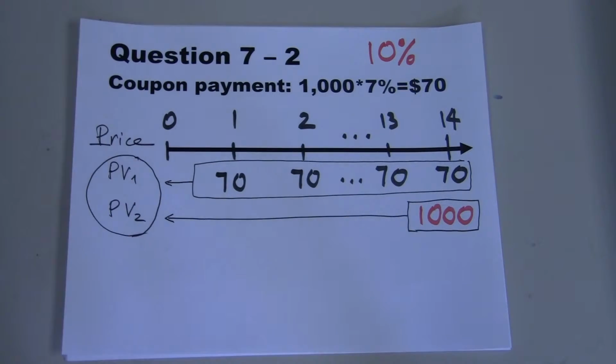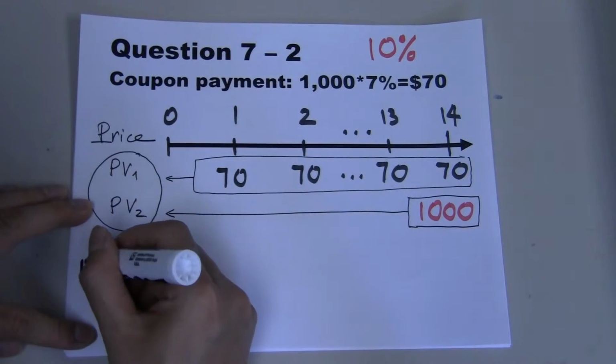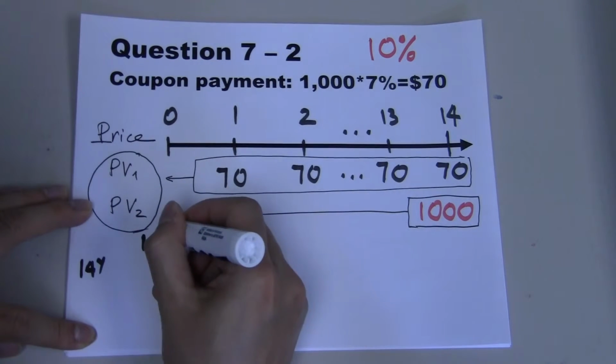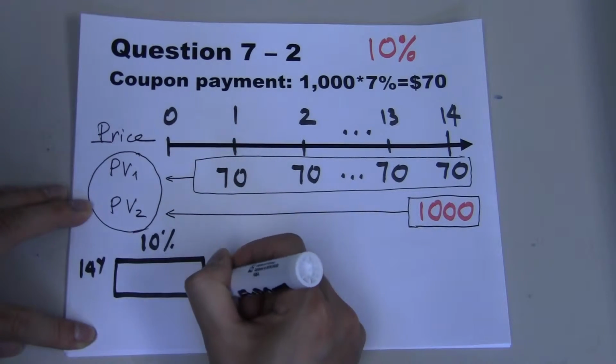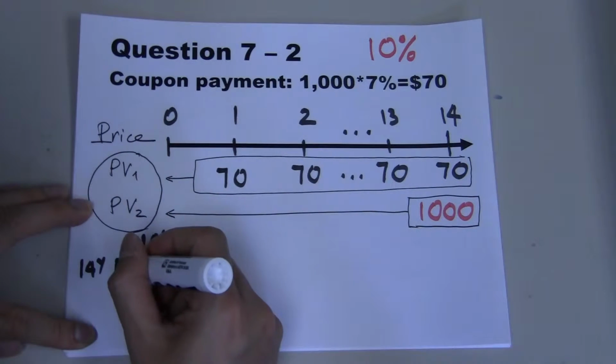Now let's work on the PV1. Of course, you have to open the table of the present value of an annuity, and on the row of 14 years and the column of 10%, the cell in this row is 7.367.